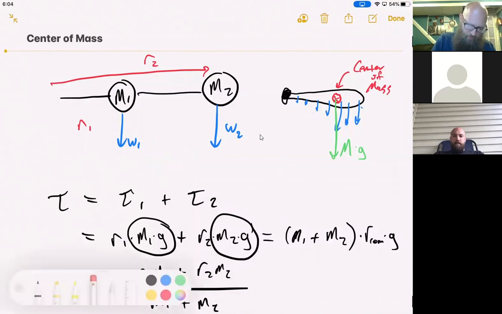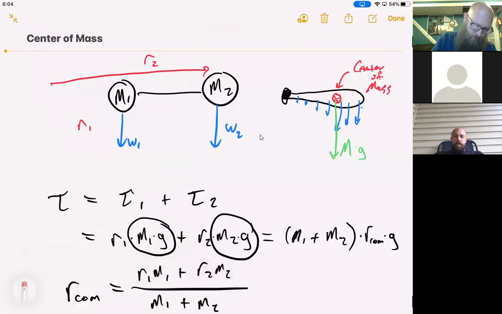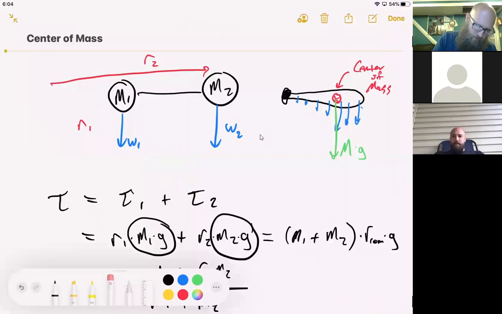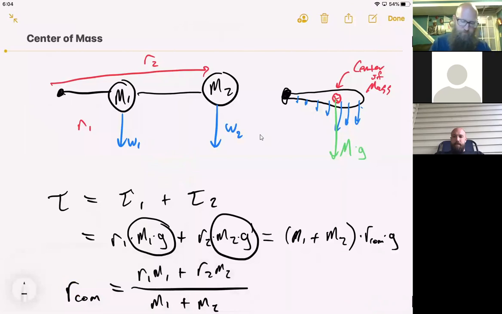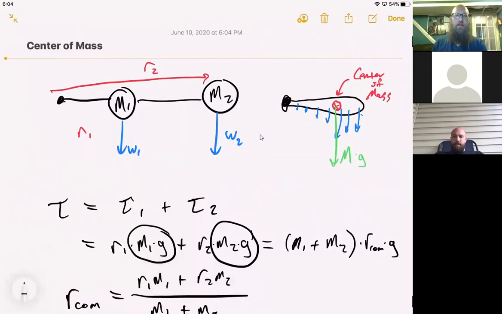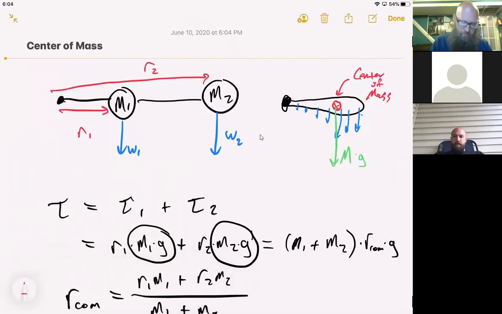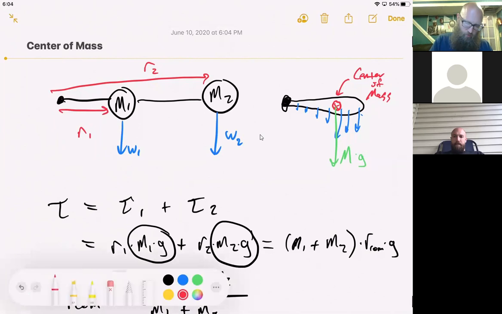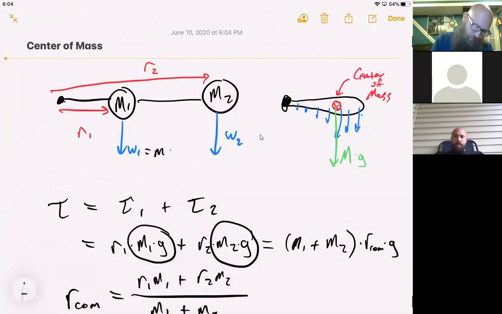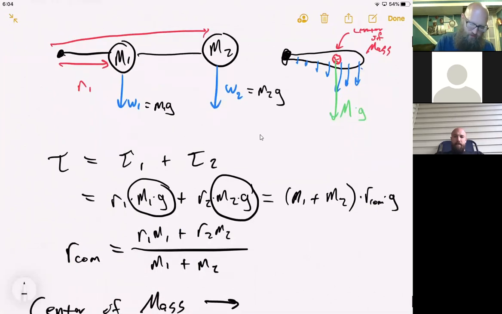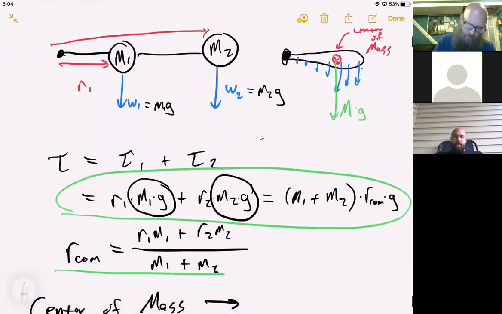So if I just have two masses that are some distance from a point, there's my point, right, any point, it's just some reference point. So I've got R1 and R2 here. And if the weight equals mg, right, m1g and m2g, that doesn't add any distance terms to this line, right? And I use this to derive this equation.